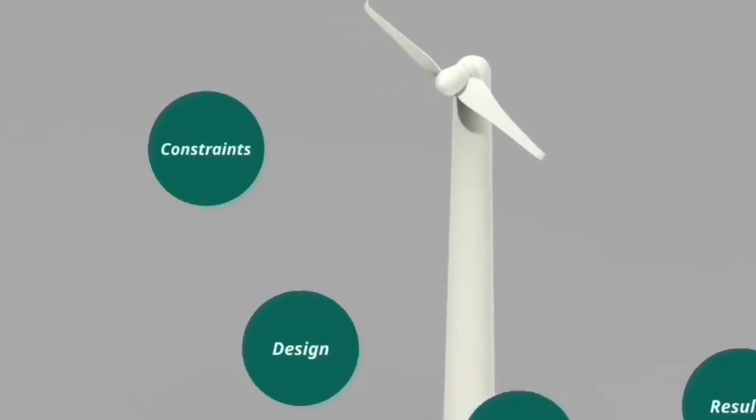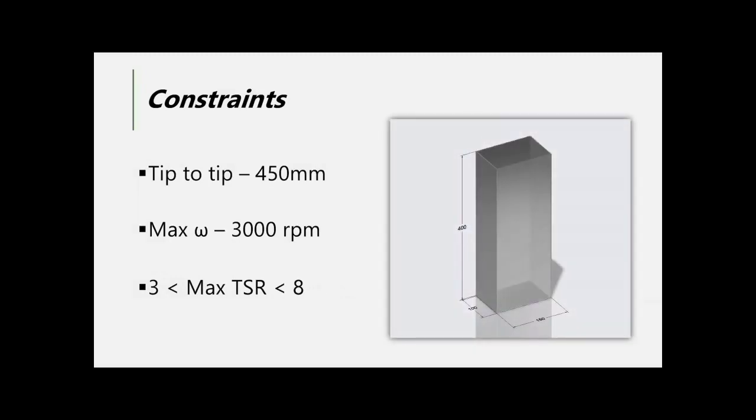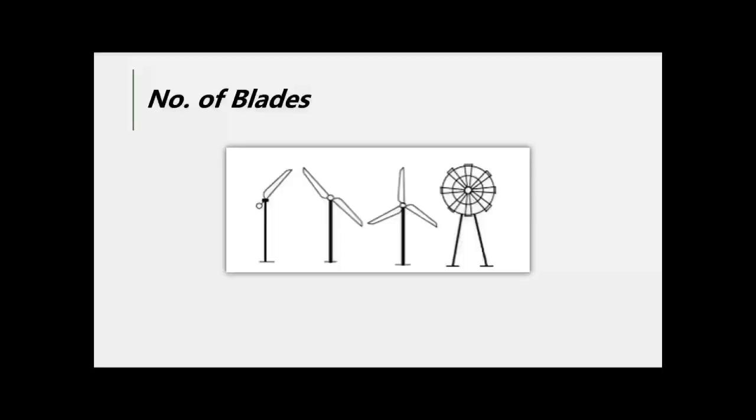following constraints: a maximum tip-to-tip diameter of 450 millimeters, a maximum angular velocity of 3000 rpm, and a tip speed ratio between 3 and 8. The wind turbine must also be printed as a single part in a box of size 400 by 150 by 100 millimeters. We started off by choosing the number of blades.